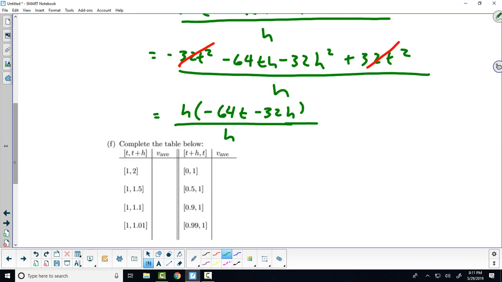No. But if you make lots of mistakes when you go to quote-unquote cancel something, I think you should do this step. If you've gotten tests back and you've seen, oh, I canceled that incorrectly, you should return to this idea of factoring out problems. Because now what is this saying? It's saying multiply this expression by h and divide it by the same thing. Well, those two operations undo one another, so we're just left with negative 64t minus 32h.